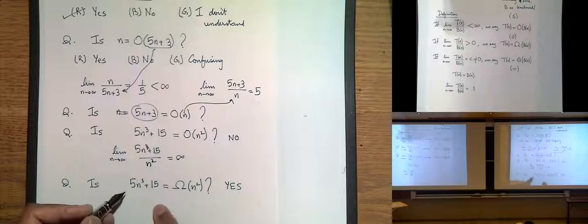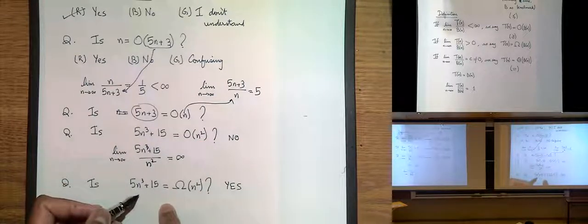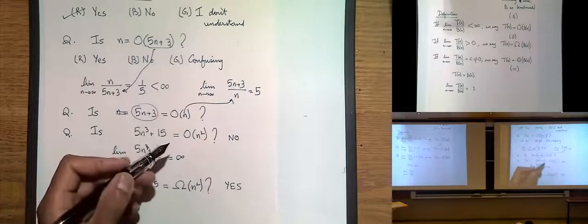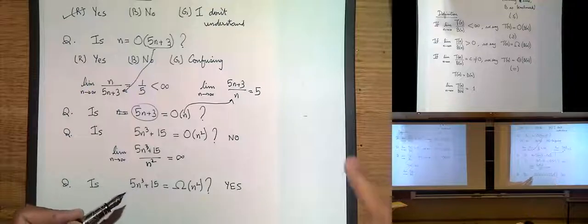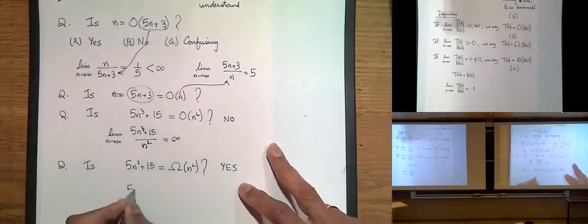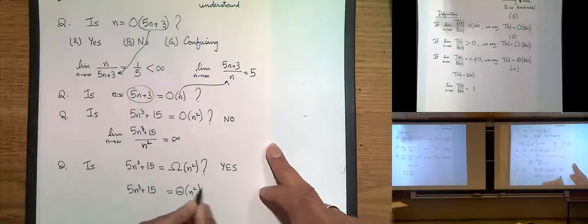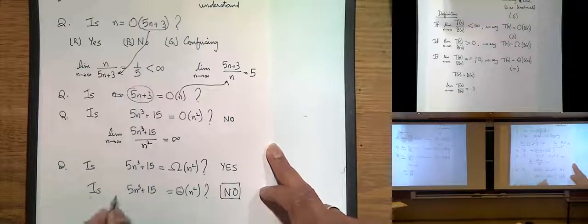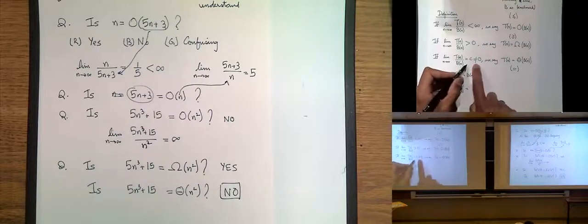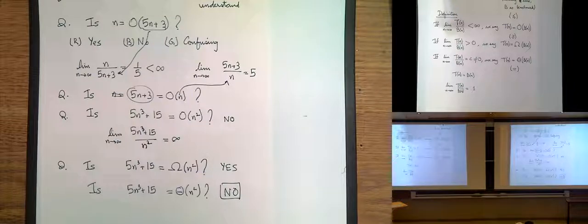So the thing is, it's not a good upper bound, but it is a lower bound. It's like saying the benchmark is not above it, but it is below it. But it is not theta, right? So again, 5n, is it equal to theta of n squared? No. Why? Because the limit is infinity, and infinity is not a non-zero constant. So it is not theta. Okay?